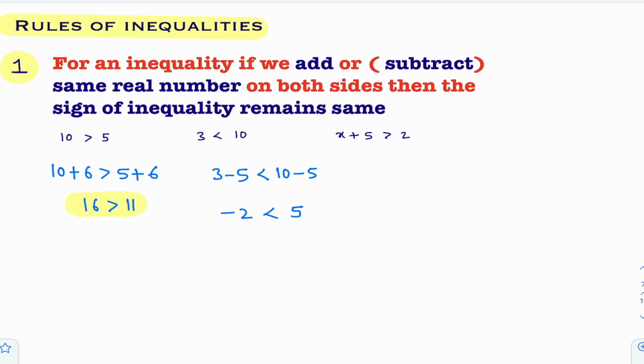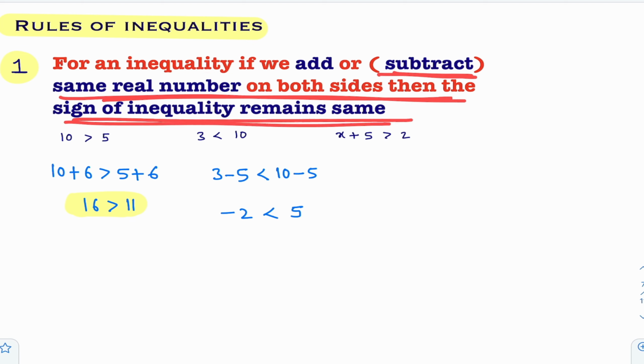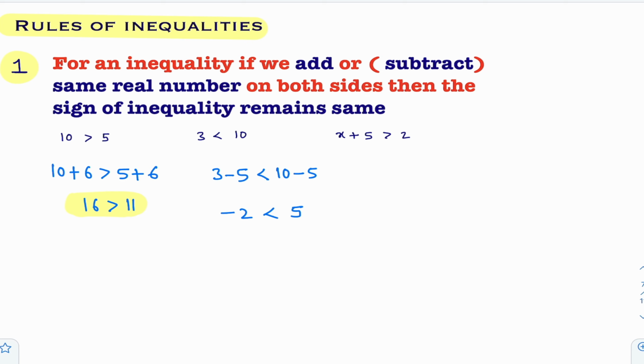What is this property? For an inequality, if you add same real number on both sides, then sign of inequality remains same. You can say like this also. For an inequality, if we subtract same real number on both sides, then sign of inequality remains same. You see here, this is one inequality. For this inequality, if I add or subtract same real number on both sides, sign of inequality remains same. This is the first rule. Whenever we solve inequalities, you need to consider this.